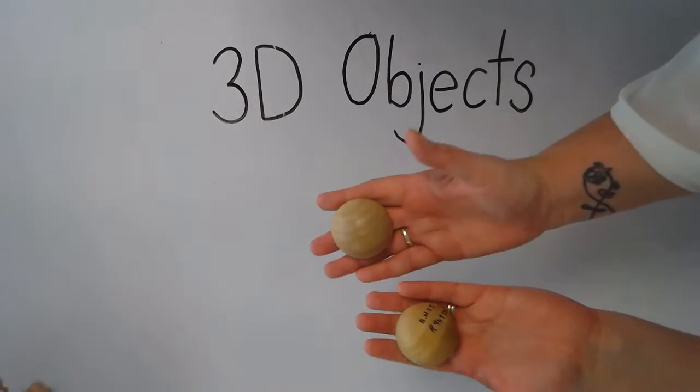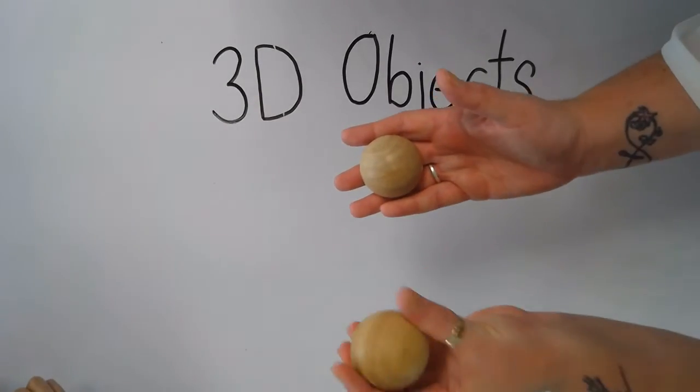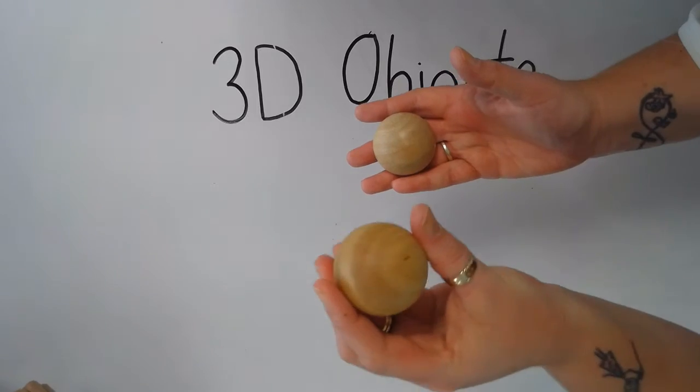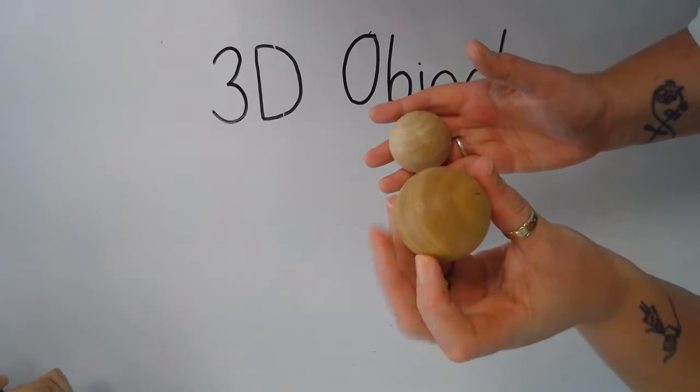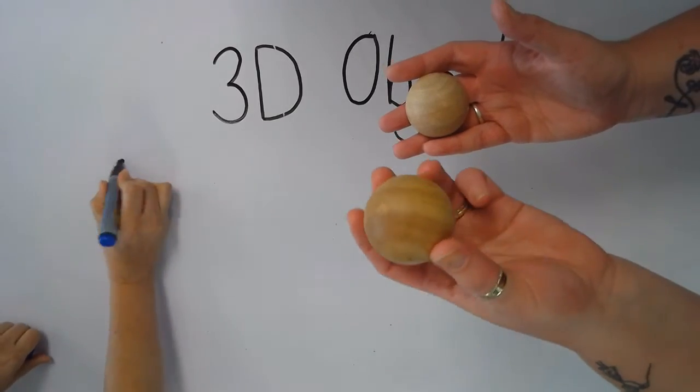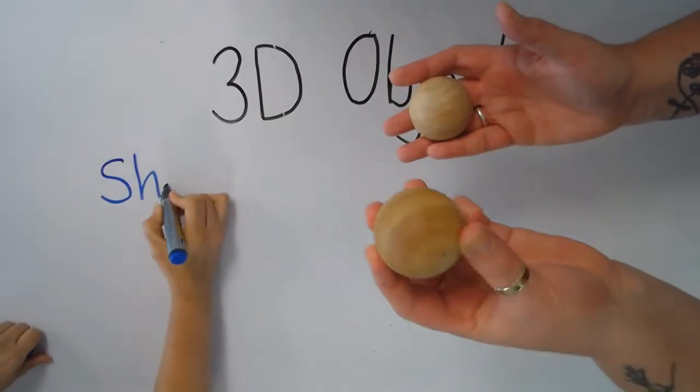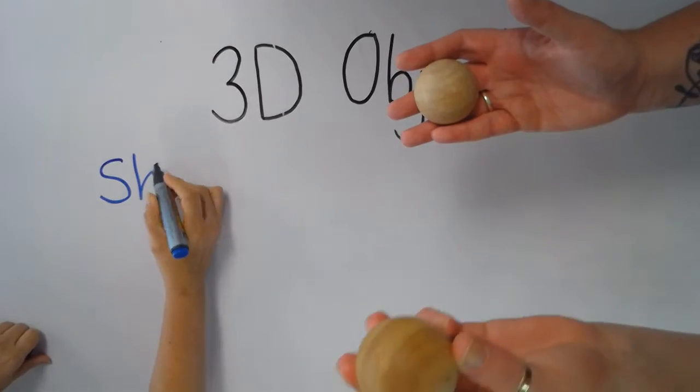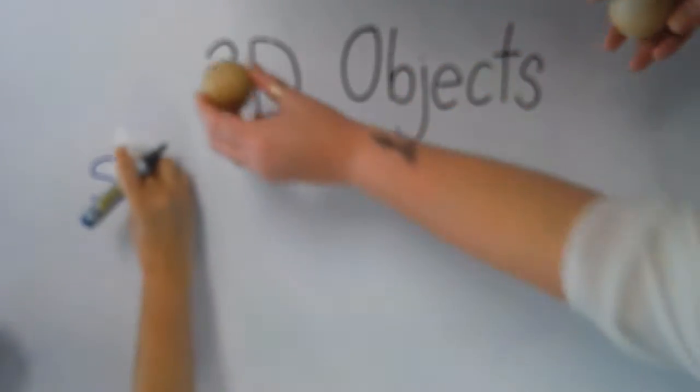Boys and girls, we're going to have a look at two shapes now. This one is a basic shape that we all know, and it's a sphere. We were talking about that at the start of the video, and that the sphere only has one face. It's a curved face, but it's still just one face. That's our sphere. That's a really easy one.